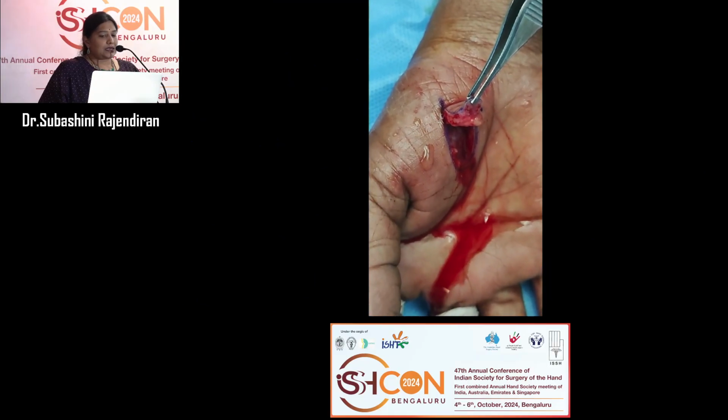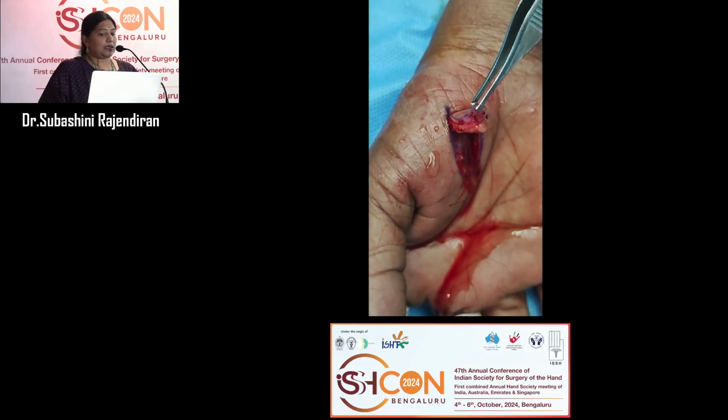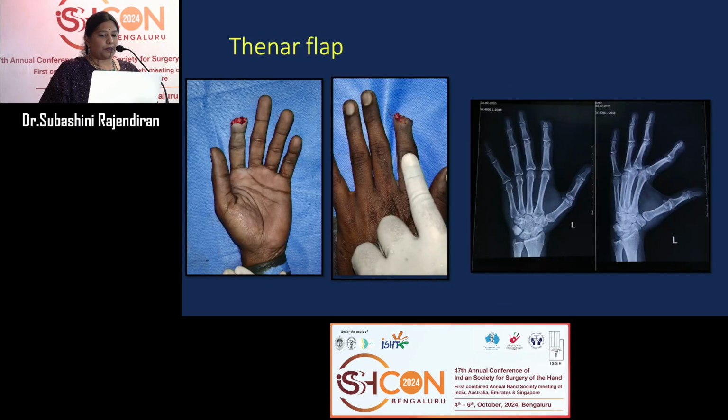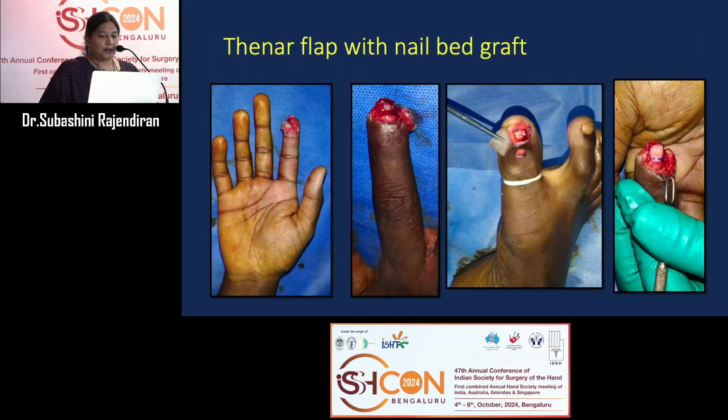So this is after raising the flap, we are checking the flap viability. Here we can see the thenar muscles. This defect can be closed primarily. This is the regular thenar flap done and post division.